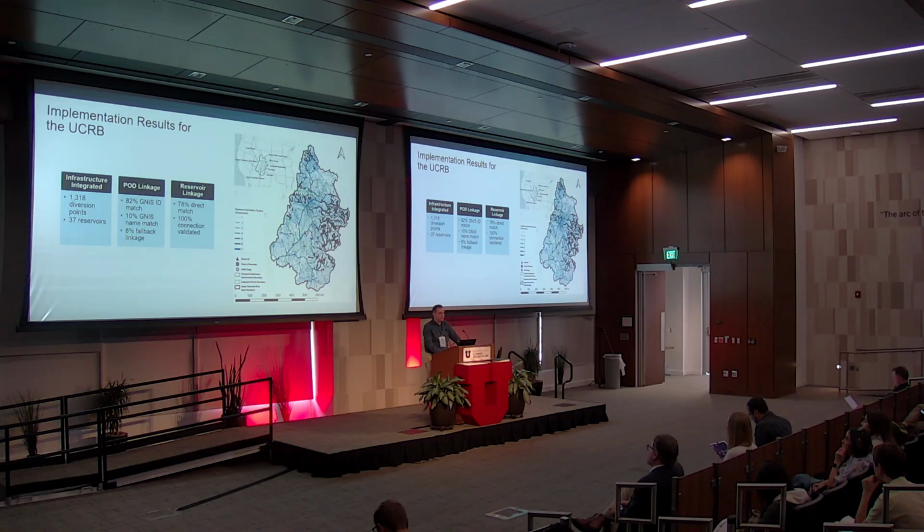And for the diversions, 82% of them used GNIS ID match, 10% used GNIS name matching, and only 8% used a final fallback linkage. For reservoirs, 78% used direct match, and we validated all the connections made manually. These results demonstrate that the framework can integrate heterogeneous water management data sets while maintaining hydrologic consistency and minimizing manual intervention.